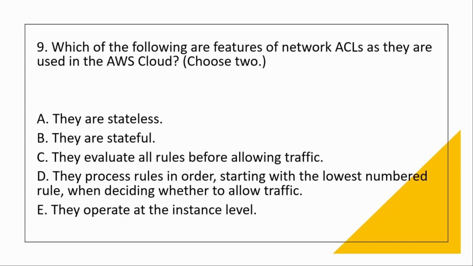Which of the following are features of NACLs as they are used in the AWS cloud? Choose two. So they are stateless, correct. NACL is stateless. So they are stateful, no. They evaluate all rules, no. NACLs process rules in order, okay, with the lowest numbered rule first, and then it will decide whether to allow traffic or not, okay. They operate at the instance level, no, they operate at the subnet level, okay.